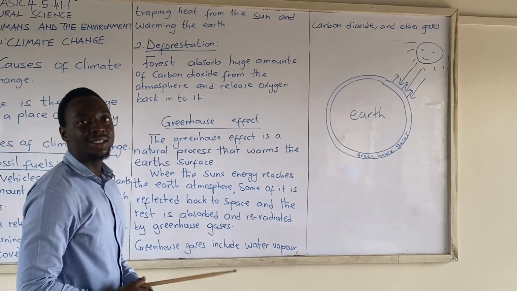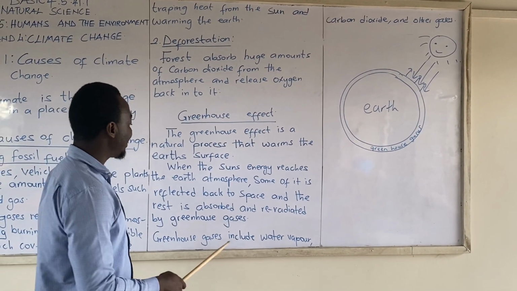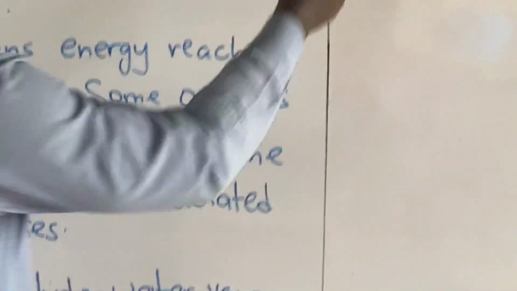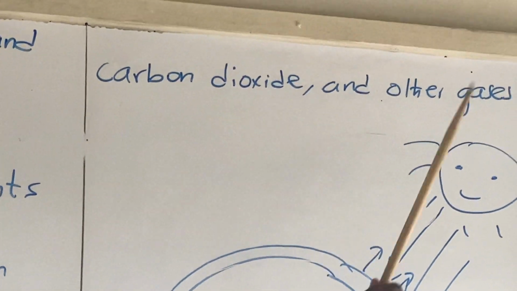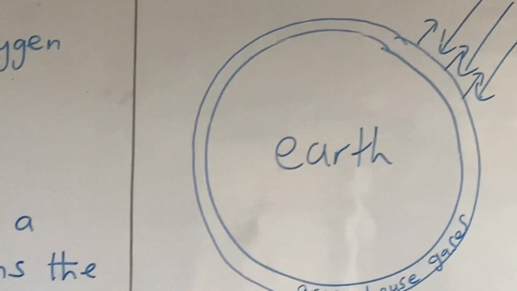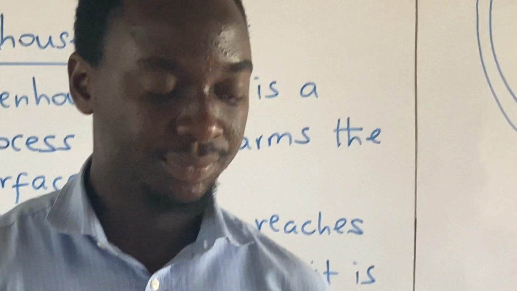Let's look at some of the examples of greenhouse gases. We have water vapor, carbon dioxide, and other gases. These are some of the examples of the greenhouse gases.